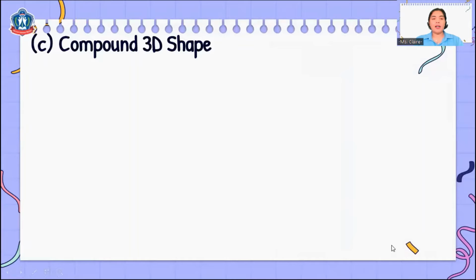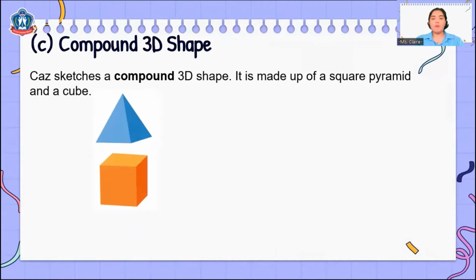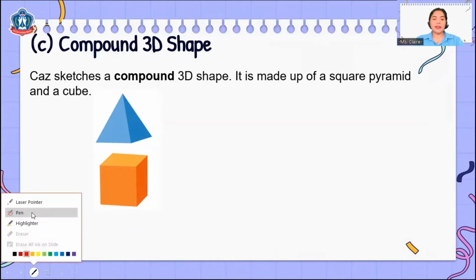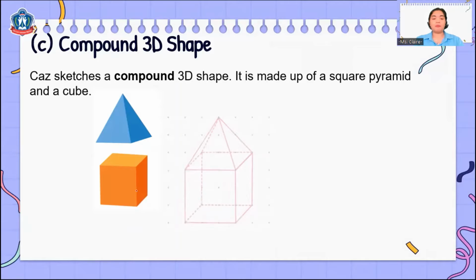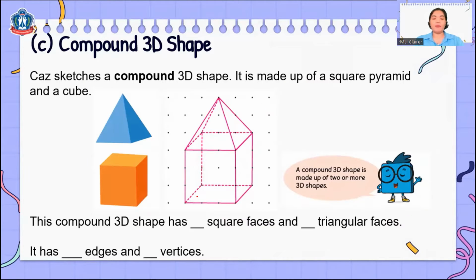Now let's study compound 3D shapes. Cas sketches a compound 3D shape. It is made up of a square pyramid and a cube. So this is a square pyramid and a cube. A compound 3D shape is made up of two or more 3D shapes. So in this case, it is made up of a cube and a square pyramid.